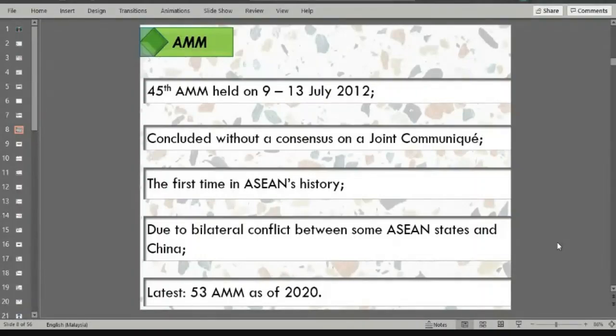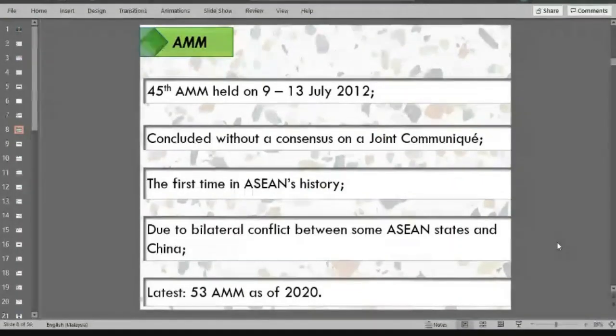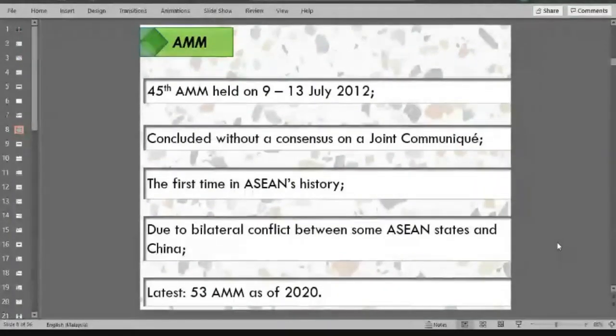But in one particular incident, back in 2012, in the 45th AMM, for the very first time, the foreign ministers had a disagreement in terms of what would be published in the joint communique.